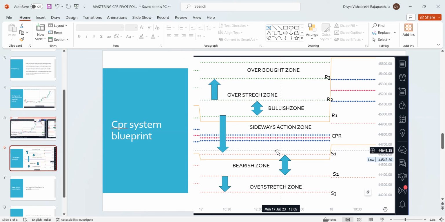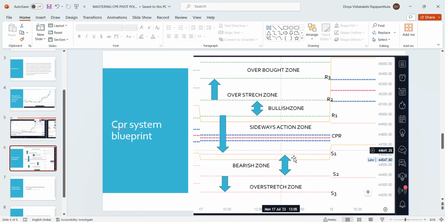And this blueprint consists of the 4 levels R1, R2, R3 and R4, where R means resistance. The levels above the CPR are acting as the resistance: R1 resistance, R2 resistance, R3 resistance, R4 resistance. Now, the levels below the CPR are called supports: S1 support, S2 support, S3 support. In the same way, S4 also will be there.